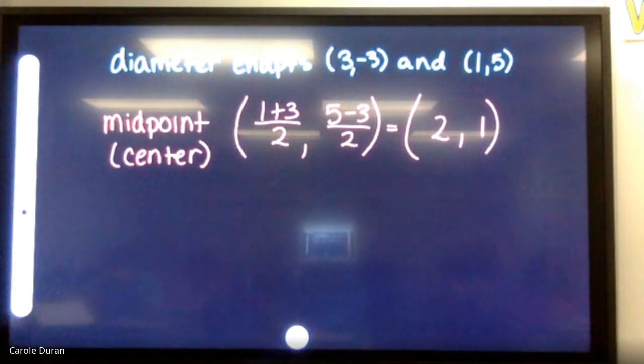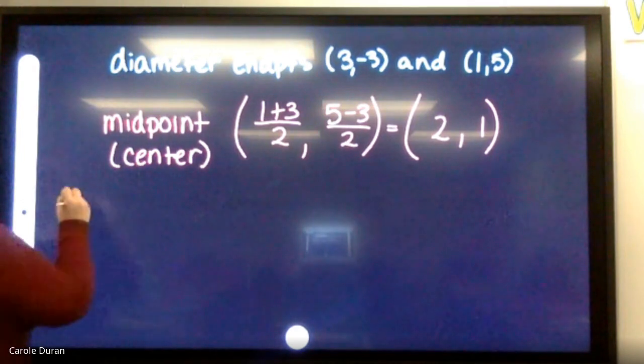I'm in the works. Okay, then how do I find my radius? You have to do the equation. The distance.